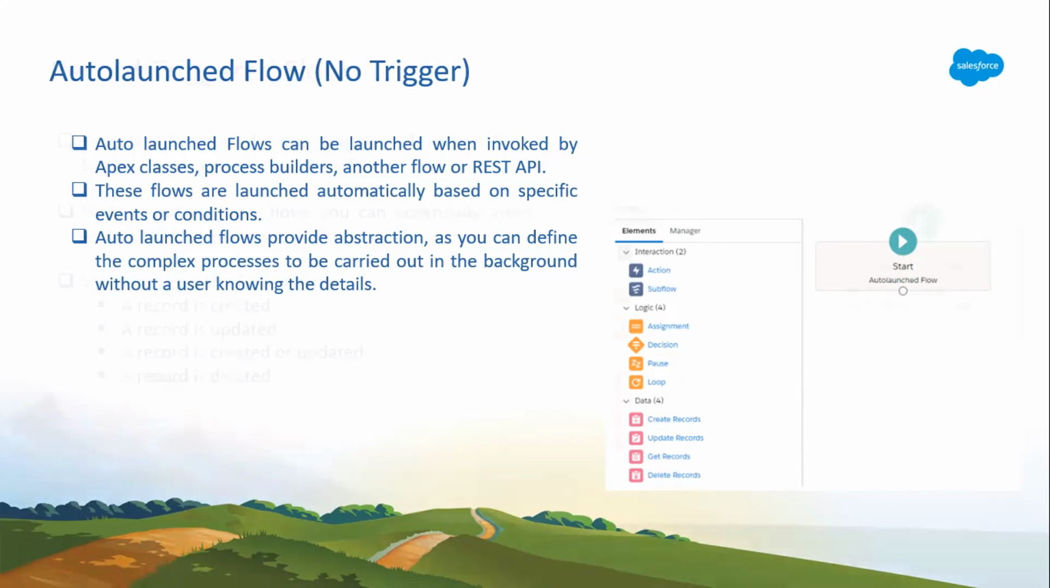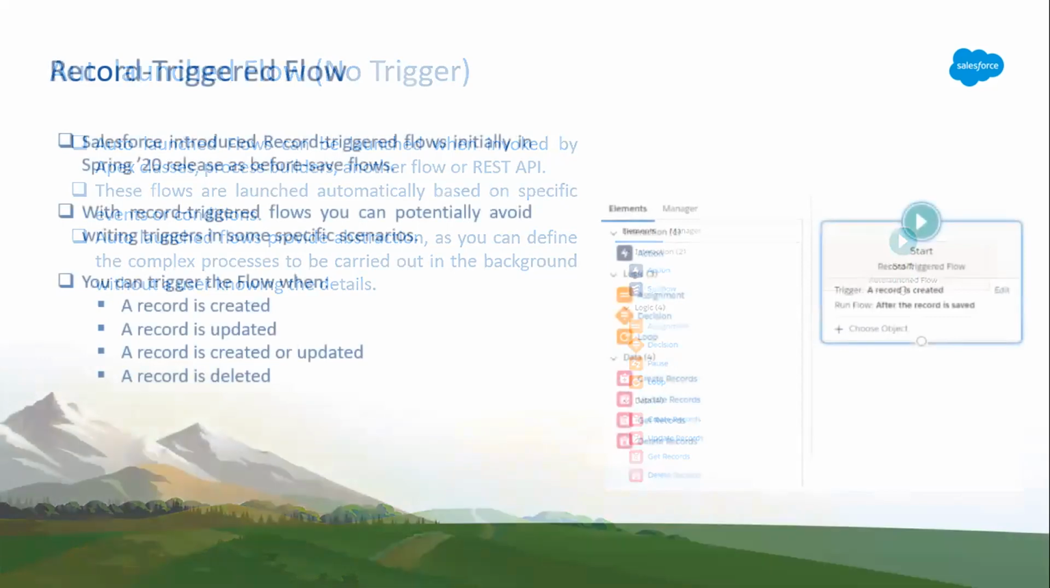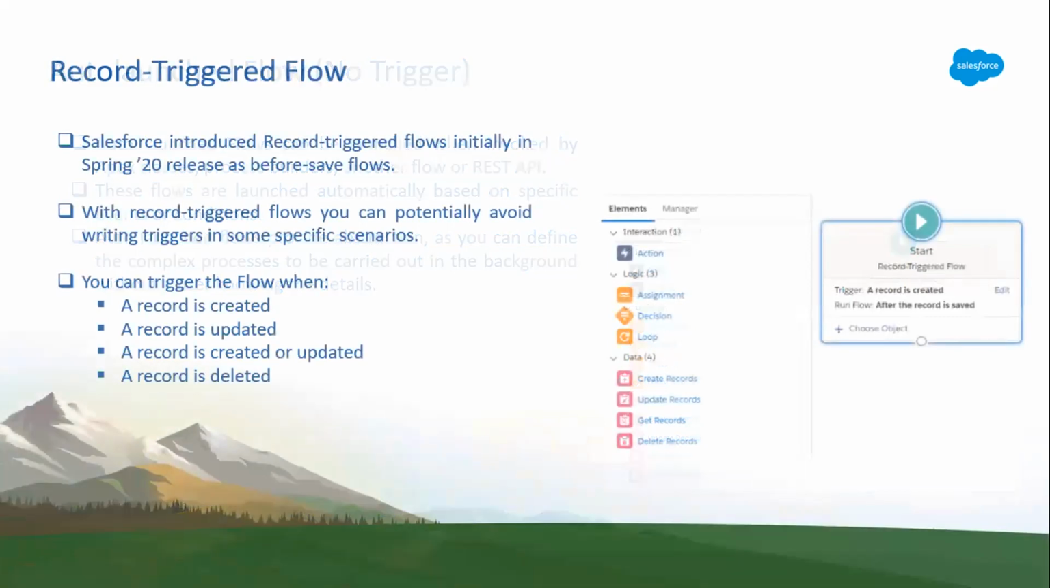So next is the record triggered flow. It was initially introduced in the Spring '20 release as the first wave of flow, but now we can use the record triggered flow for create record, update record, create and update, and delete, after and before, for both the scenarios. And instead of using triggers, we can use the record triggered flow, and also instead of using workflows and process builders, we can go with the record triggered flow. Only if we cannot achieve something using the record triggered flow or the flows, then only we have to go with the coding. This is how our record triggered flow looks like.